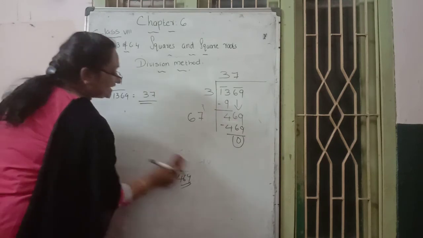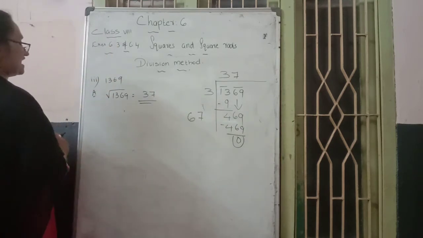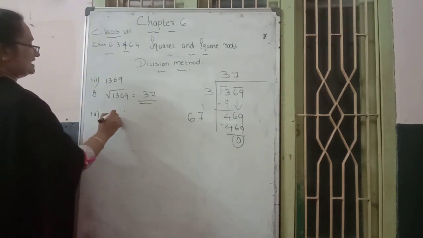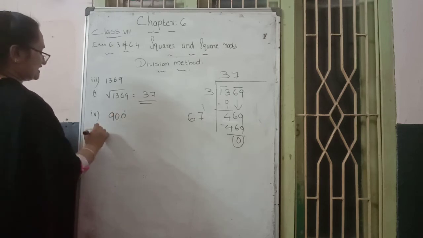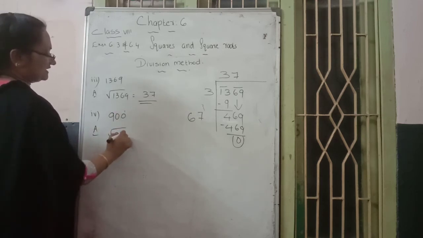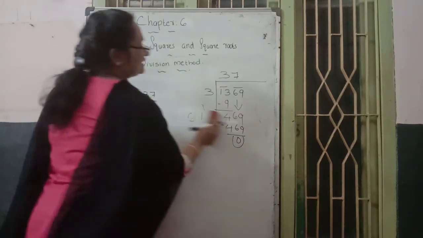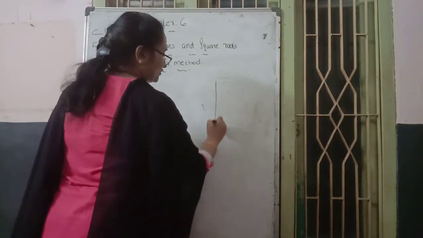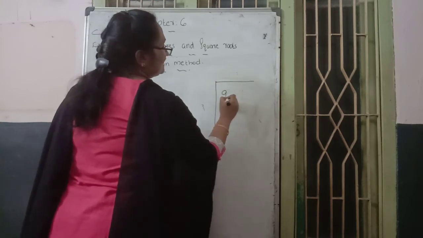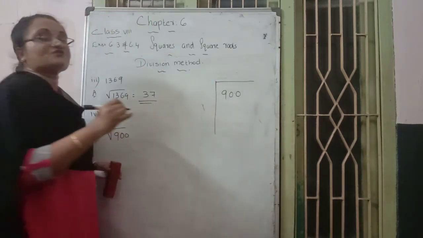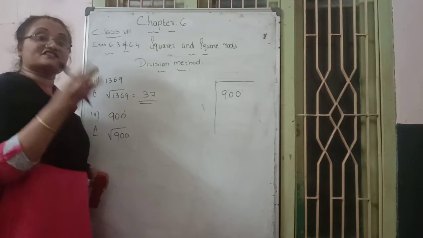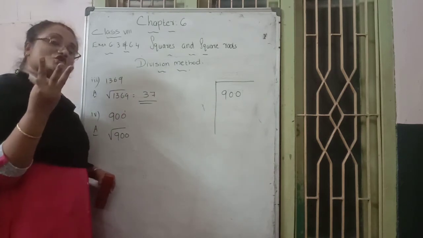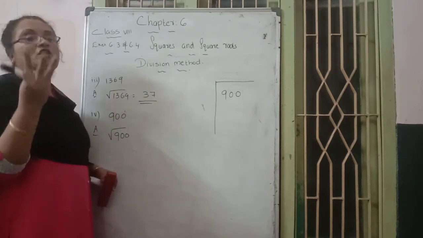Suppose 3-digit numbers are coming. At that time, how to do it? For example, 900. We want to find out the square root of 900. How to find the square root? In the same way, draw the division box. Keep 900 inside the box. Then how many digits are there? 3 digits. 3 digits means odd or even? An odd number.